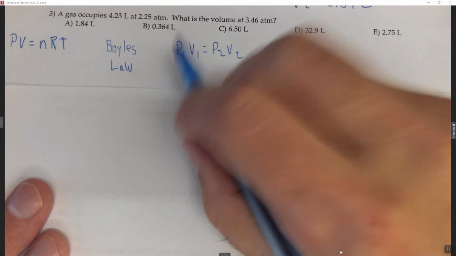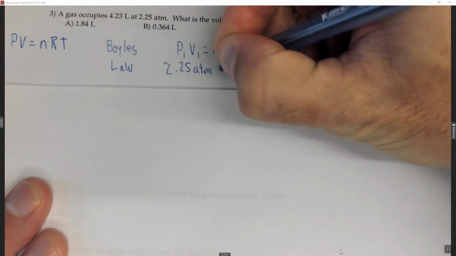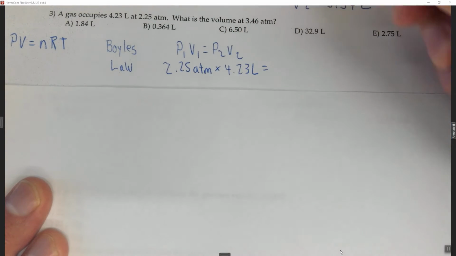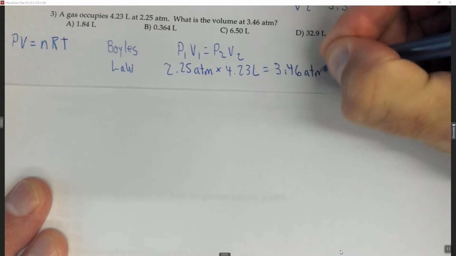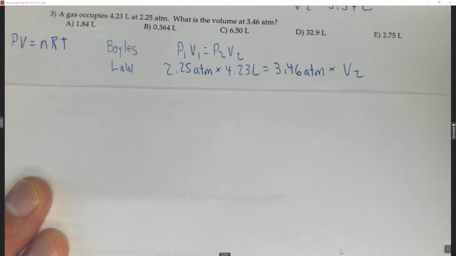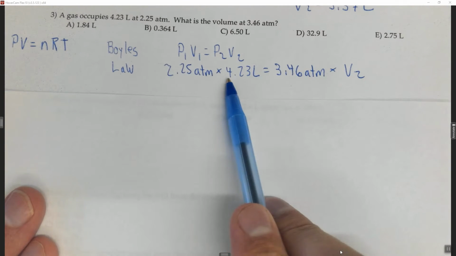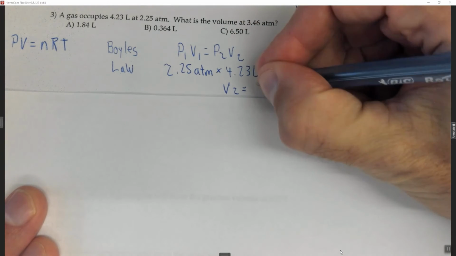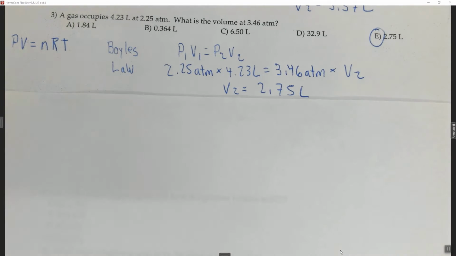All right, in this case, P1 I'm going to call 2.25 atmospheres, and that has a volume of 4.23 liters. P2 is your 3.46 atmospheres, and the volume of it when you increase the pressure is V2, and that's what we're trying to figure out in this problem. So to solve this, we multiply these two and then divide by that one, and we get V2 is equal to 2.75 liters, which is choice letter E.